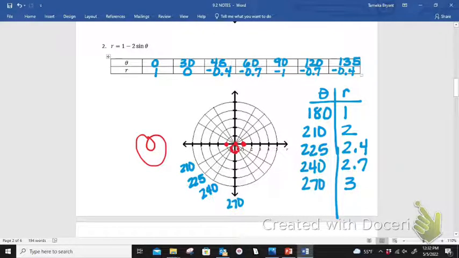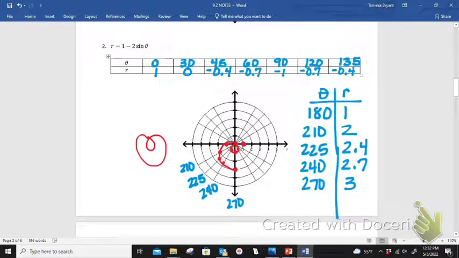So at 210, we're going out to the 2. And then at 225, we go out a little bit further out. 240. And then at 270, we actually hit the 3. So we need to keep going. So we can see our circle is forming now.